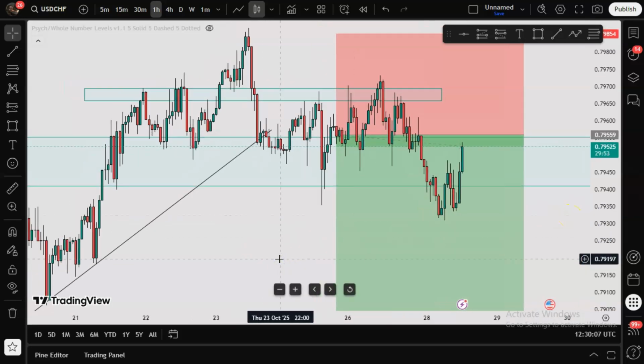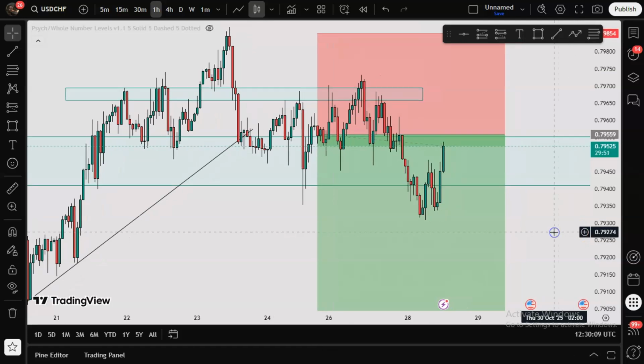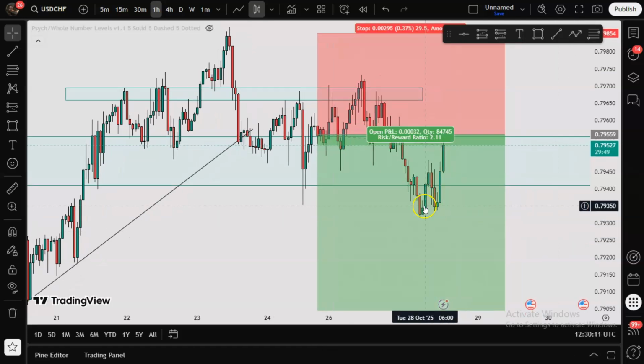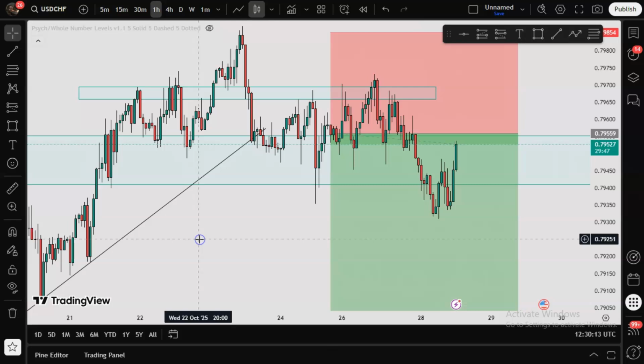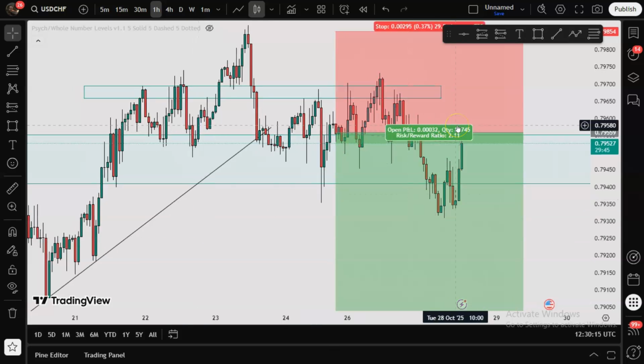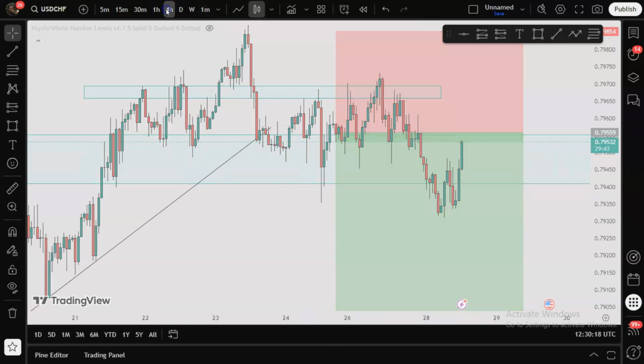So let's see what I got here. This is a trade I'm currently in. This is USD CHF. So I'm currently in this setup. Let me break it down a little.